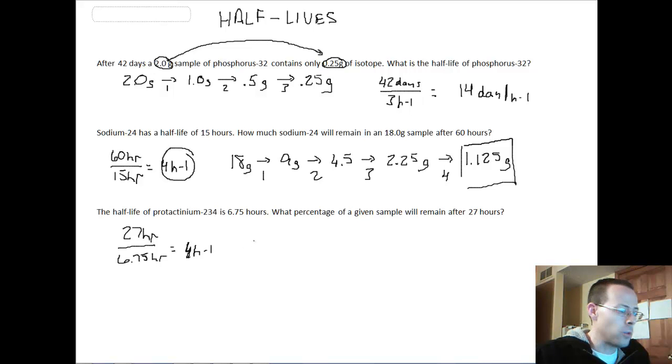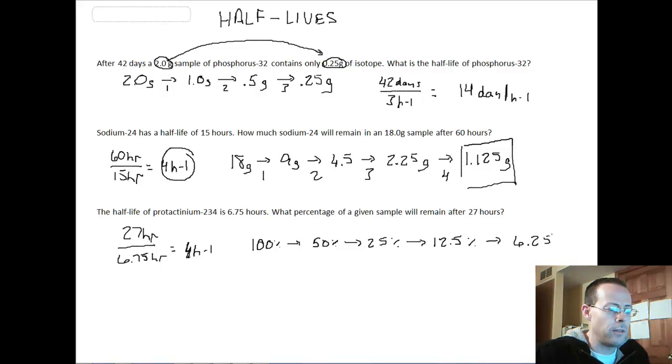So now, percentages, we know we start with a whole, so we start with 100%. And after one half-life, we have 50% left. And after another half-life, we're going to have 25% left. And after another half-life, we're going to have 12.5% left. And after yet another half-life, we're going to have 6.25% left. And again, we might count our half-lives up. That was one half-life, there's 2, there's 3, there's 4. So after 4 half-lives, we have 6.25% left of what we began with.